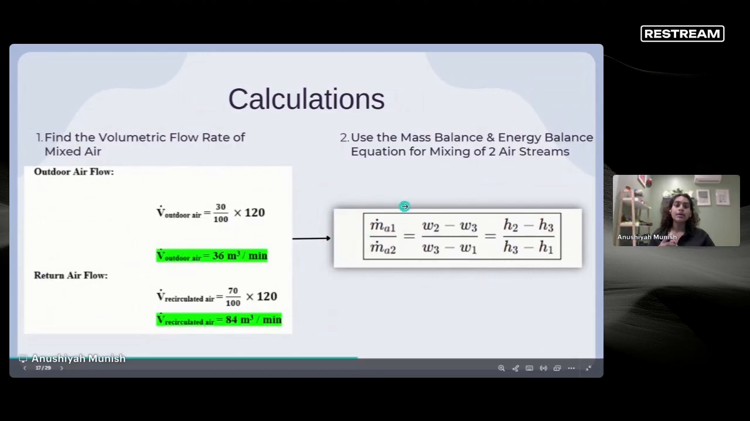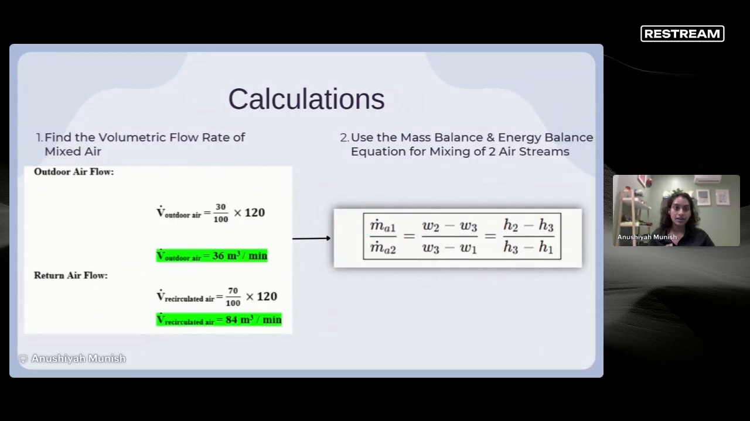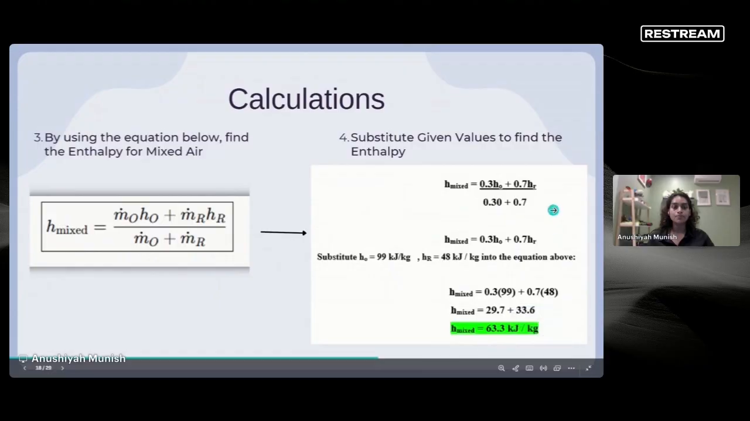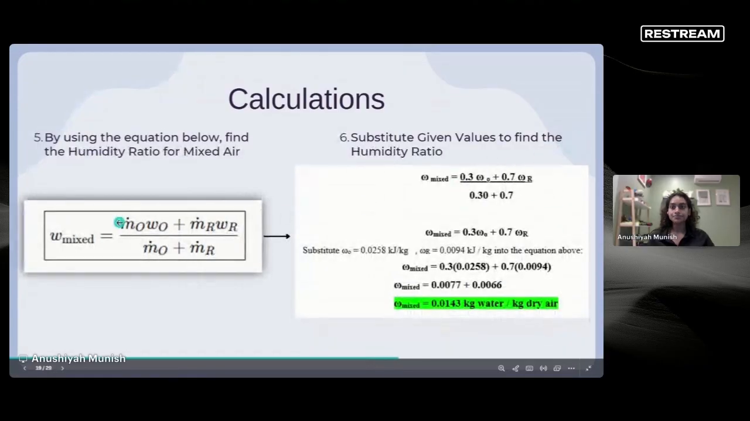And this is the mass balance and energy balance equation for mixing of two air streams. So we're going to use this formula to find our values. By using the equation below, we are able to find the enthalpy for mixed air. We just have to substitute the given values to find the enthalpy. And here the value is 63.3 kilojoule per kg.